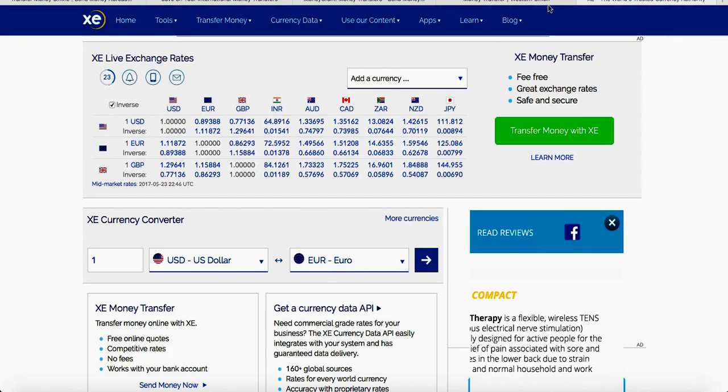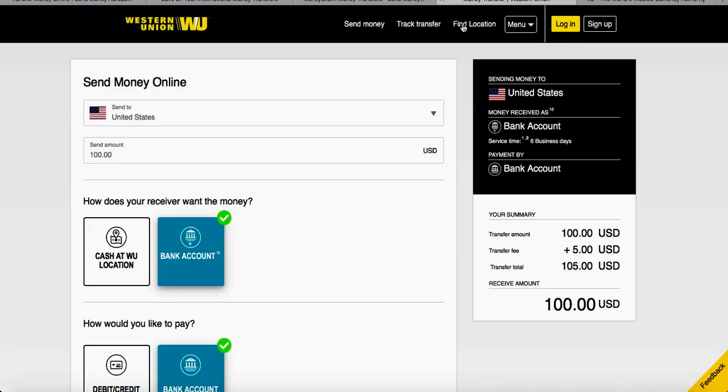Let's go ahead and go to the first example. The first one you all know about: it's Western Union. Western Union allows you to transfer money locally and internationally. It's very fast, meaning you can get your money within the day, or within the hour or a couple of hours, depending on which location you're sending the money to. However, it charges some fees. There's a transfer fee here.